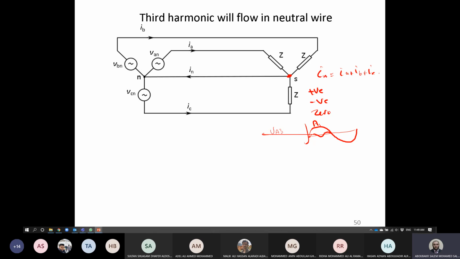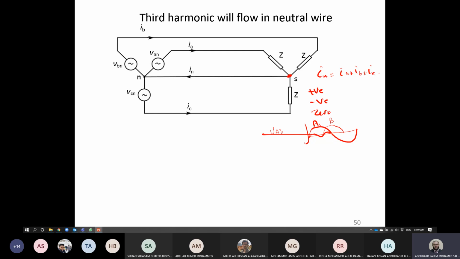This component is the third harmonic of phase A. As you can see, it's triple frequency compared to the fundamental. For phase B, you know that phase B will start from here, which is a 120 degrees shift. So this will be phase B. What about the third harmonic of phase B?